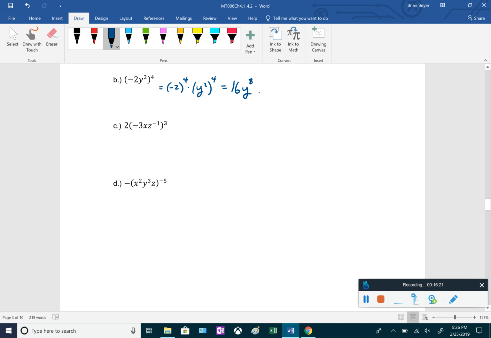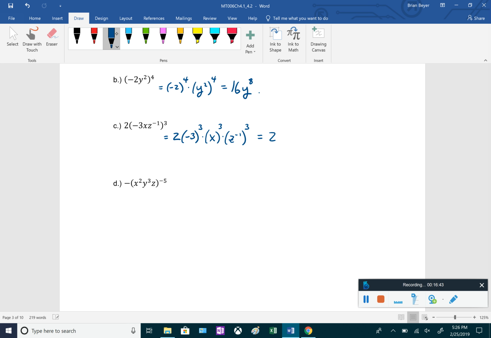Next one, 2 times negative 3x to the e to the negative 1 cubed. So the 2 is not in those parentheses, so I'm going to leave it out front. And then I'm going to give the negative 3 an exponent of 3, the x an exponent of 3, and the z to the negative 1 an exponent of 3.